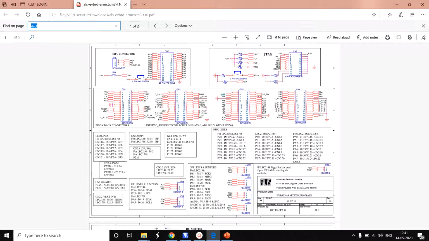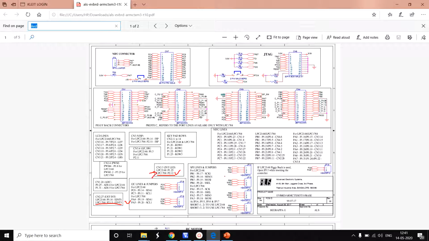The LPC1768 has an LED which is connected at P2.12. That means the LED is connected at the 12th pin of port 2. And the external interrupt 3 for LPC1768 is at P2.13. So we are using the 12th pin of the second port and the 13th pin of the second port for programming. The 12th pin of the second port is an output and the 13th pin of the second port is an input. These two pins have to be utilized for programming.